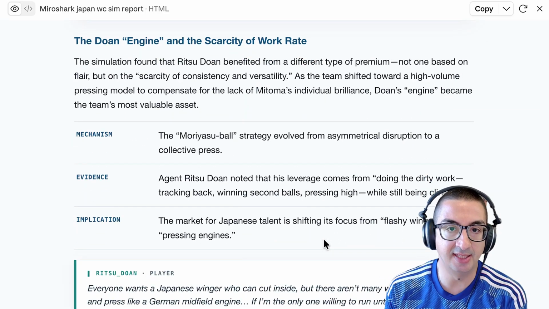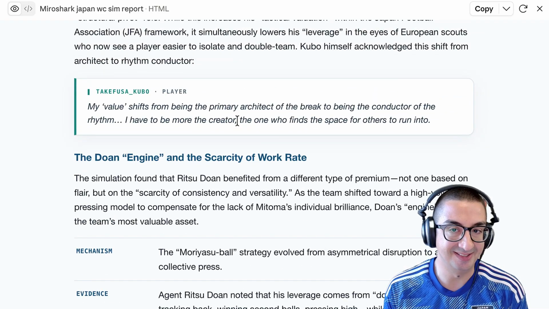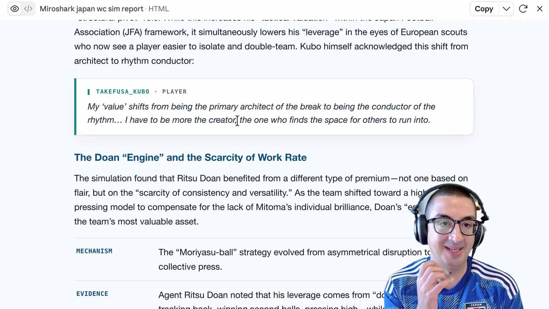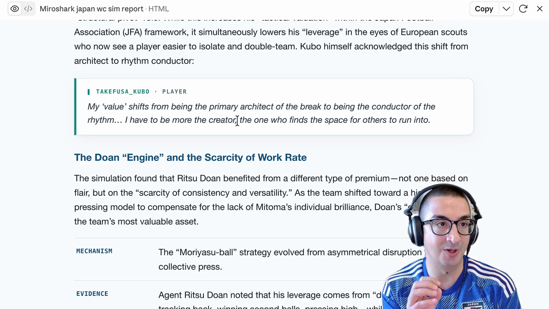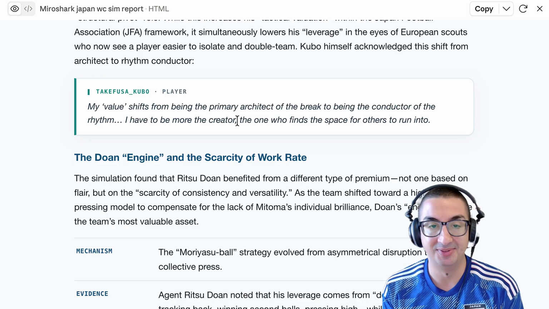The Doan engine and the scarcity of work rate. Actually, I'm still not sure whether this phrase was really pronounced by Kubo. Maybe it's a simulation by the agents that are simulating what Kubo would answer to some interviews during the World Cup. So it's pretty cool.